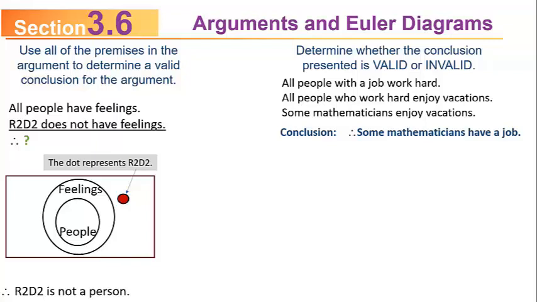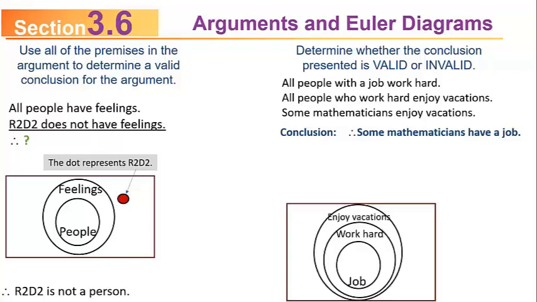Conclusion, therefore some mathematicians have a job. Is this valid or invalid? Well, again, let's draw an Euler diagram. All people with a job work hard, so the job circle is inside the work hard circle. All people who work hard enjoy vacations, so the work hard circle is inside the vacation circle.